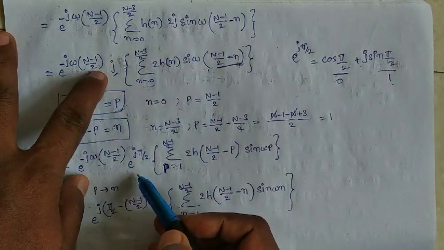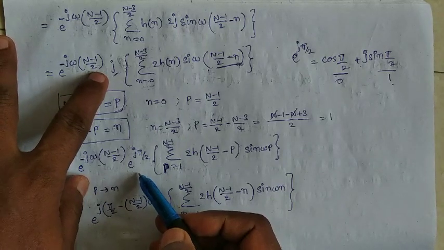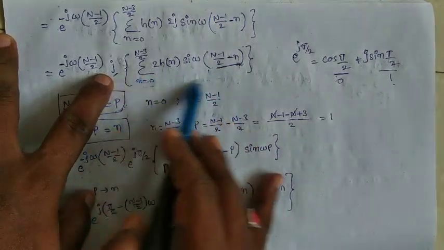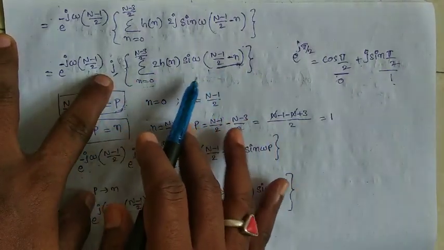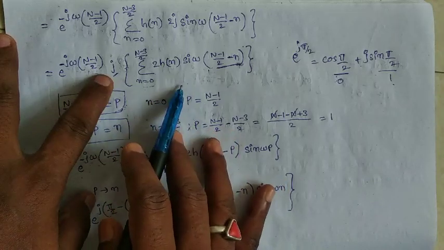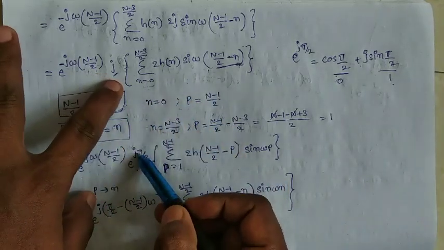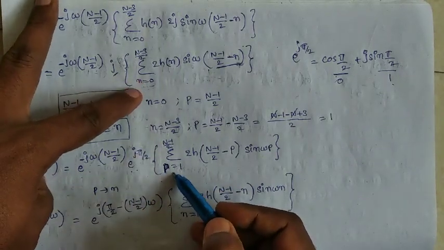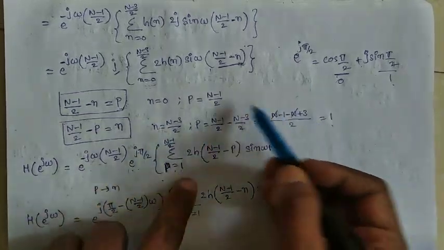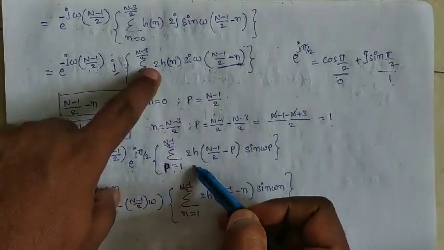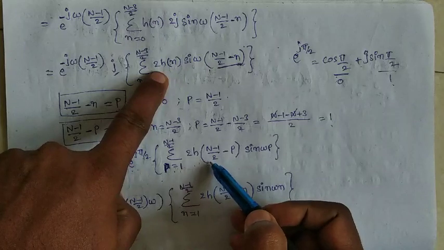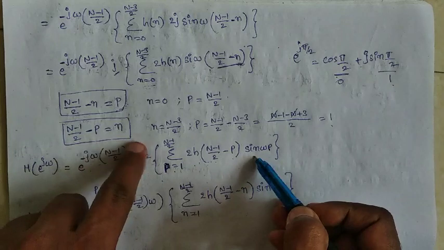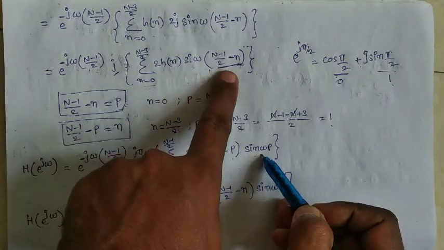E power j pi by 2. Actually, H of e power j omega is the imaginary value. Here j can be written as e power j pi by 2, times summation p equal to 1 to (N minus 1)/2, 2 into h of n, where n is (N minus 1)/2 minus p, sin omega p.